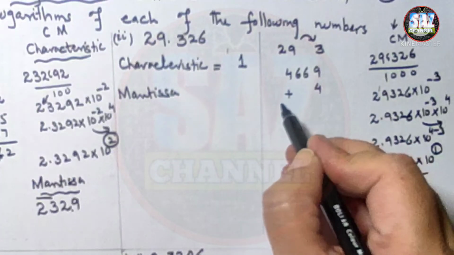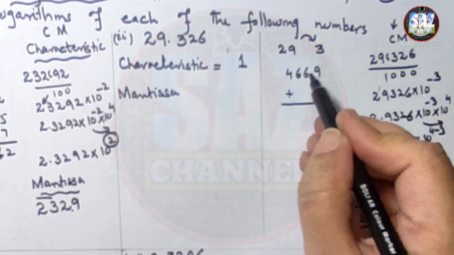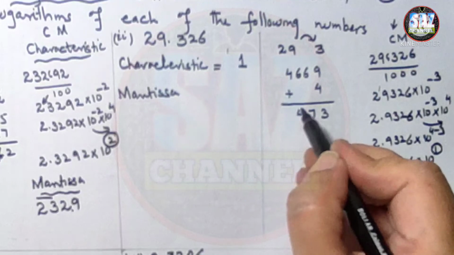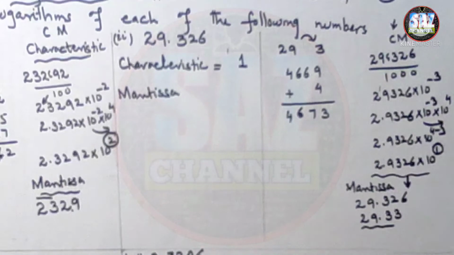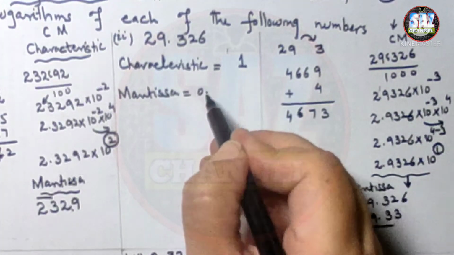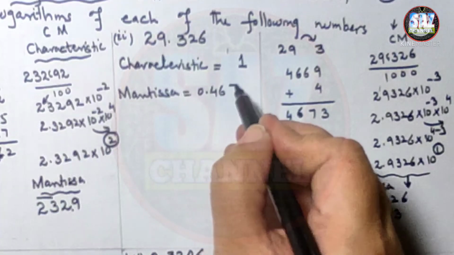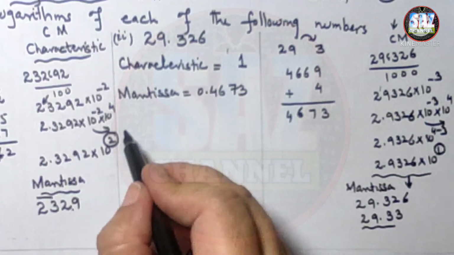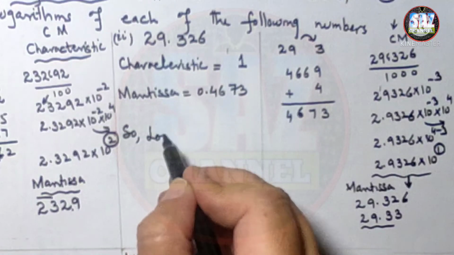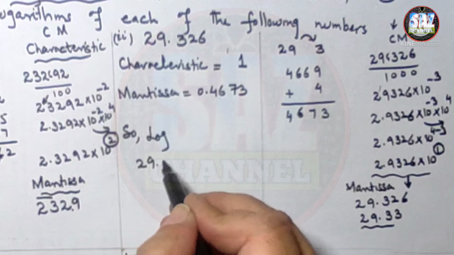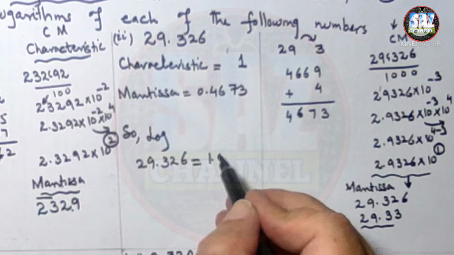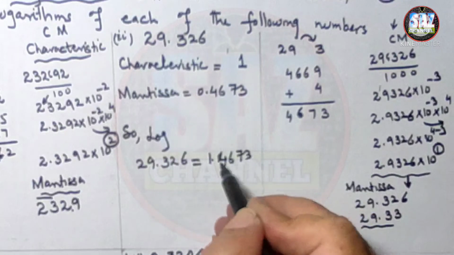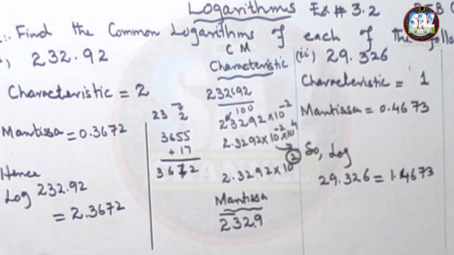What I have to do, I have to add up these numbers. 9 and 4, 13, 6 and 1, 7, and 6, 4, 6, 7, 3. 4, 6, 7, 3. So the Mantissa I have to write in form of decimal 0.4673. So the log of 29.326 will be equal to 1.4673.